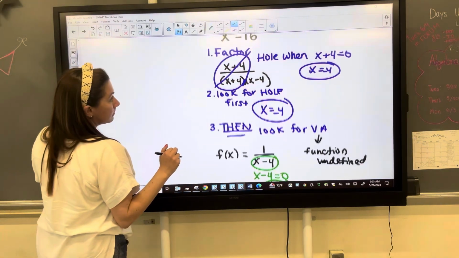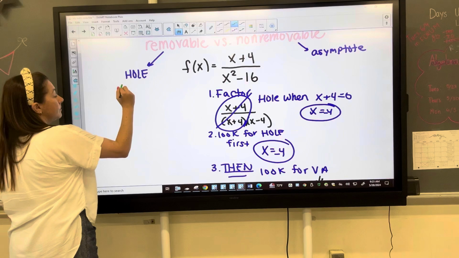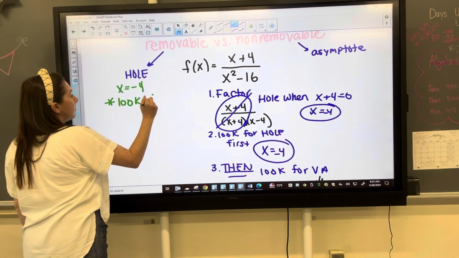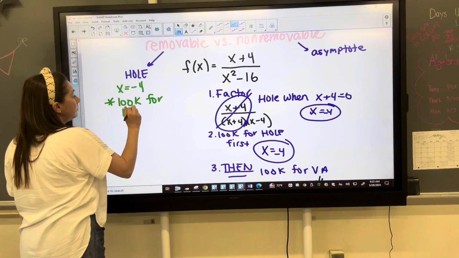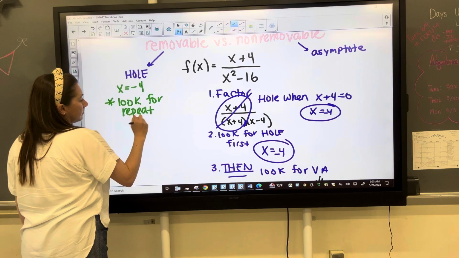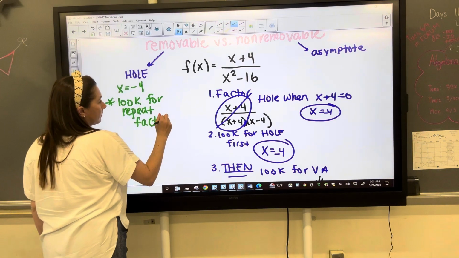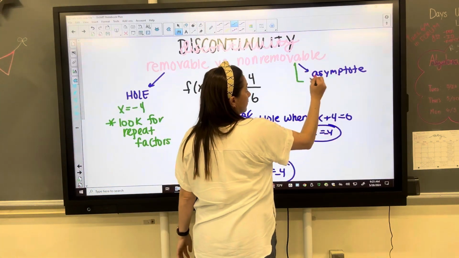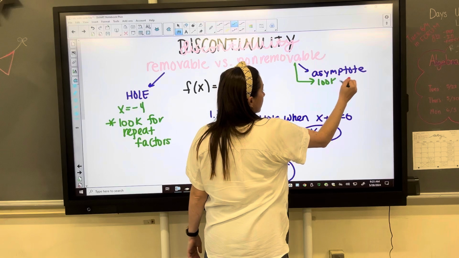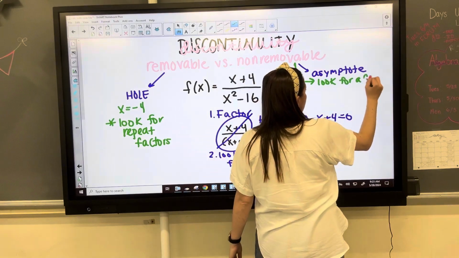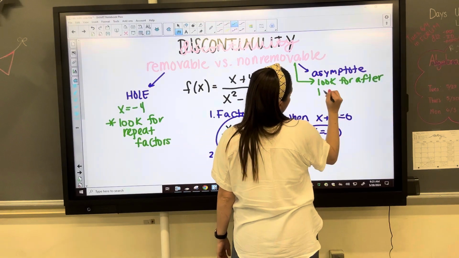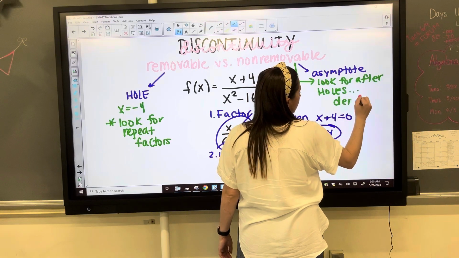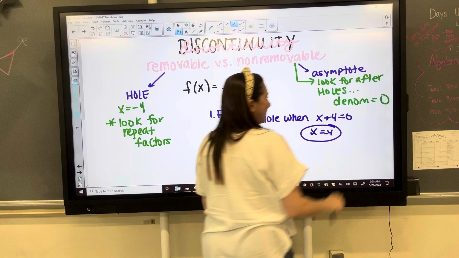If you don't do it in this order, you are going to get it wrong. So the hole was at x equals negative 4, okay? You're looking for repeat factors that cross out, and you're setting the factor equal to 0. And then the vertical asymptote was at x equals 4. You're looking to see where the denominator of the fraction is equal to 0, because we're looking to see when the function is undefined. You also look for a vertical asymptote after you look for the hole.